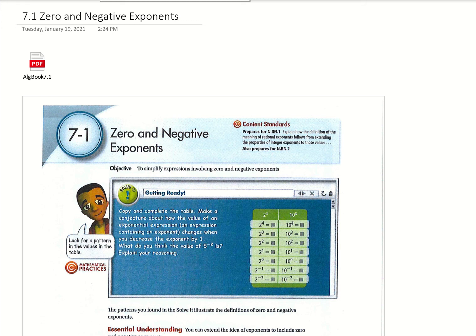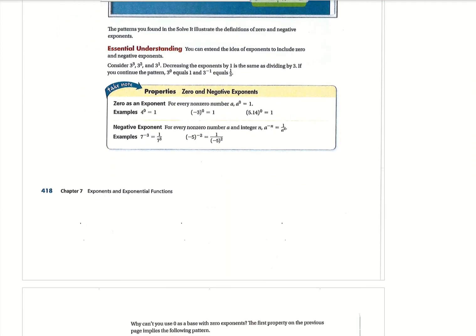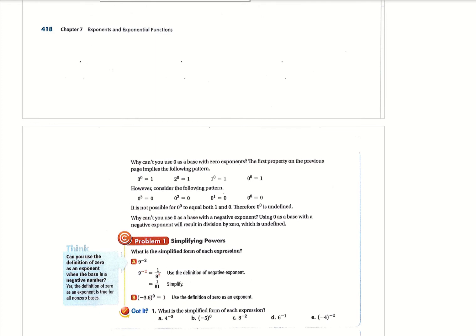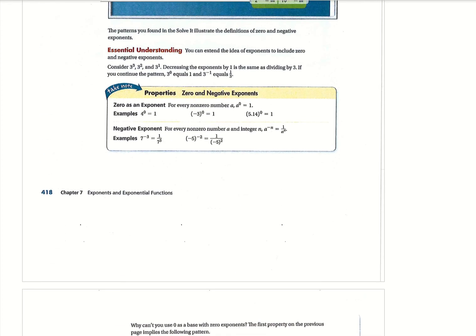Today we are going to be working with 0 and negative exponents. Our objective here is to be able to simplify expressions that have exponents that are either 0 or negative. So we're going to jump into it right here off the bat. We're going to look first at 0 exponents.